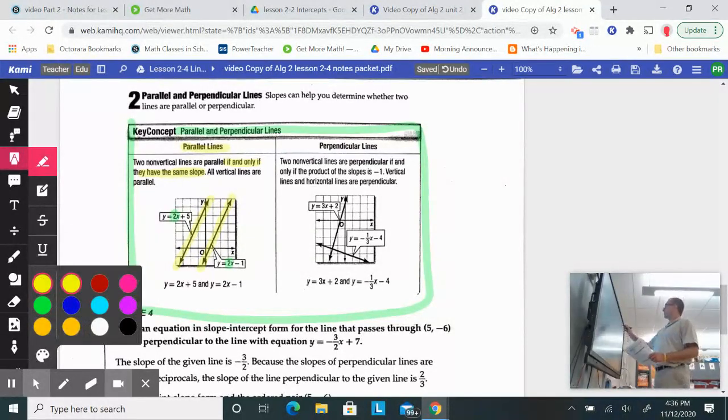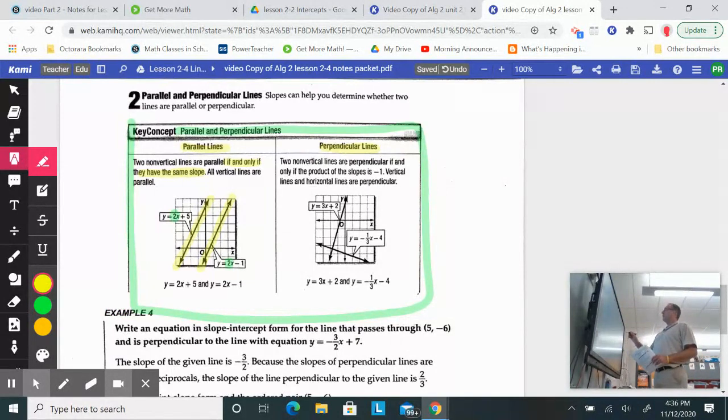Now the second part, perpendicular lines. Two non-vertical lines are perpendicular if and only if the product of the slopes is -1. What? Well, let me ask you this. What kind of numbers can you multiply together to equal +1? And the answer is reciprocals. 3/4 times 4/3 is 12/12 or 1. So how would you get -1? You're actually going to use the reciprocal, but the opposite of that. So it's a negative, if you want to get -1 for an answer.